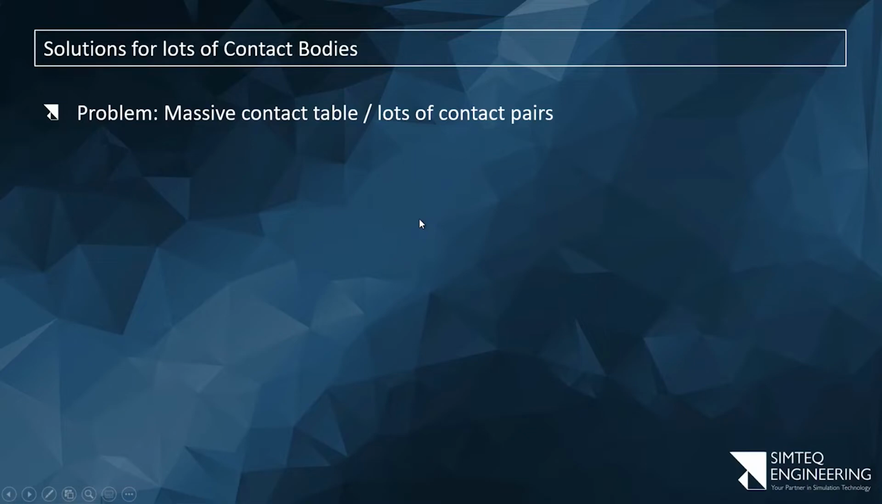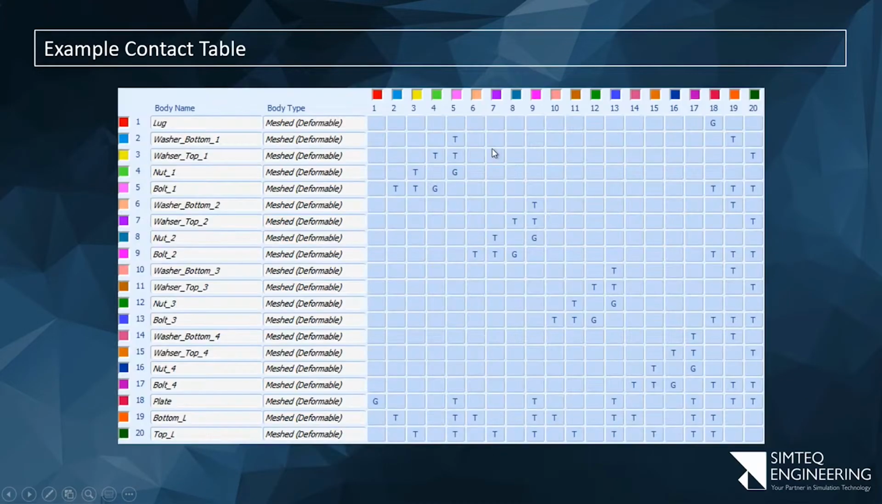So we need solutions for these kinds of models where we have lots and lots of contact bodies. Let's first describe the problem. We end up with either a massive contact table or lots of contact pairs, depending on which method I've chosen. In Mentat, it doesn't really matter, it's the same thing. If I had just one contact body, this would be a 1-by-1 matrix. If I have two, it's 2-by-2. Every time I increase it by 1, the total number of entries is the square of that number, and you have to check all of these to say: does the lug touch itself? Does the lug touch this?